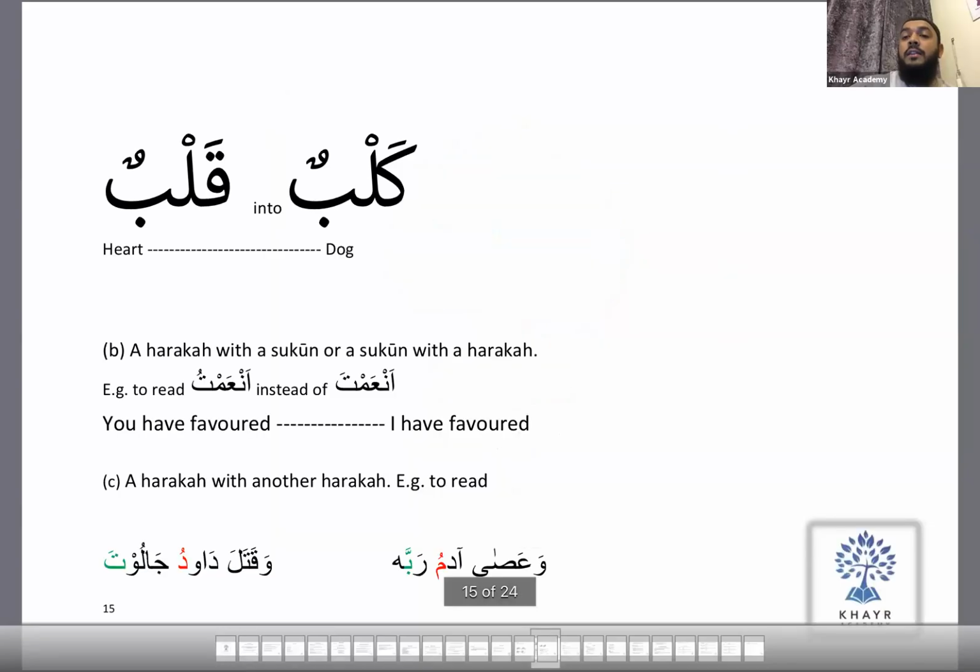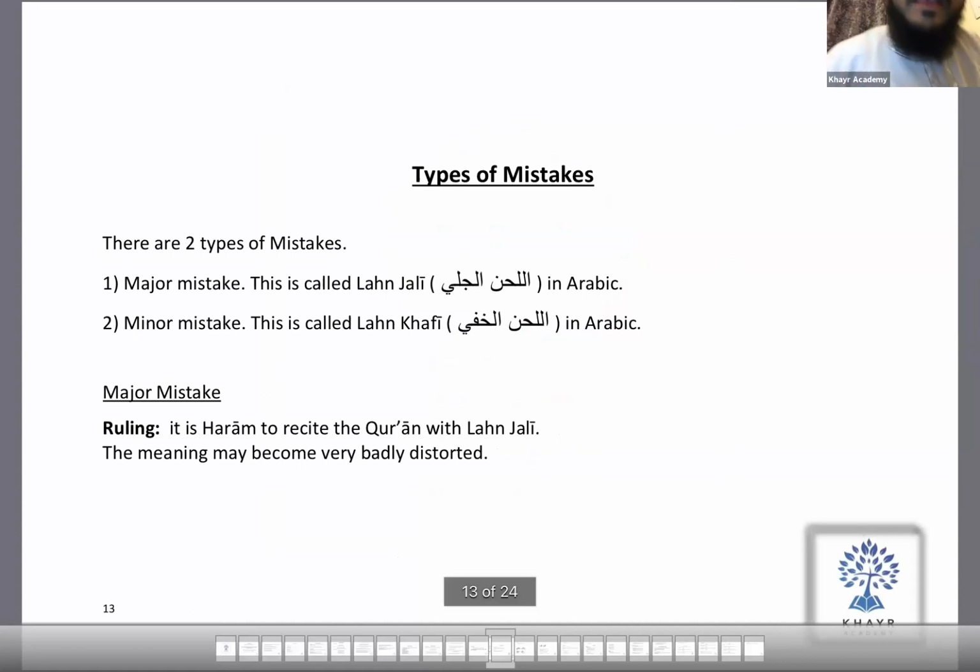the difference between major mistakes and minor mistakes, because I did cover major mistakes, but I didn't teach you a lot of minor mistakes. I skipped it, because if I did teach you minor mistakes, hardly anyone would have understood it, because we didn't really cover anything. Okay, that's it. So remember, when we did types of mistakes, we did lahn jali, the major mistakes.